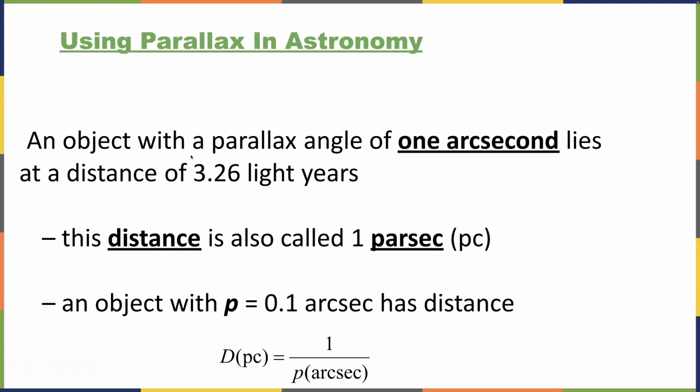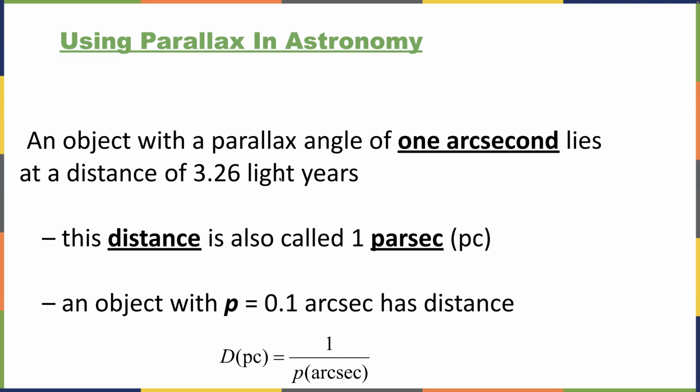If you have an object with a parallax angle of 1 arc second, I hope you understand what degree means, and then what arc minutes and arc seconds mean in angles. An object with a parallax angle of 1 arc second lies at a distance of 3.26 light years. Normally, when you have an object with a parallax angle of 1 arc second, that object is 3.26 light years away from us. And this distance, 3.26 light years, is called 1 parsec.